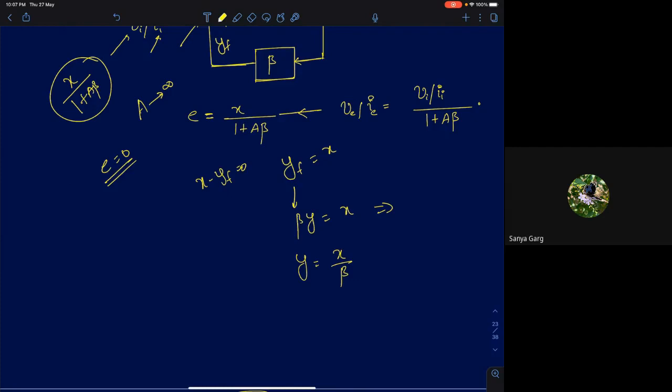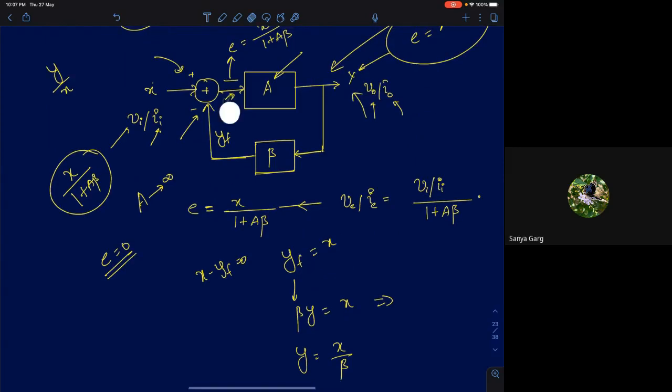So all we need to understand here is that after the application of negative feedback, a very small fraction of the input signal X appears at the input of the amplifier. And what fraction? It is given by 1 by 1 plus A beta.